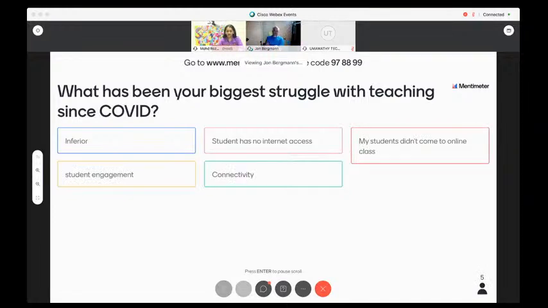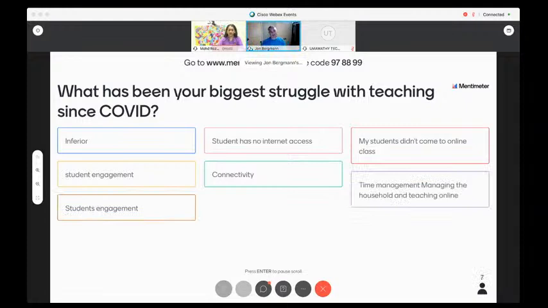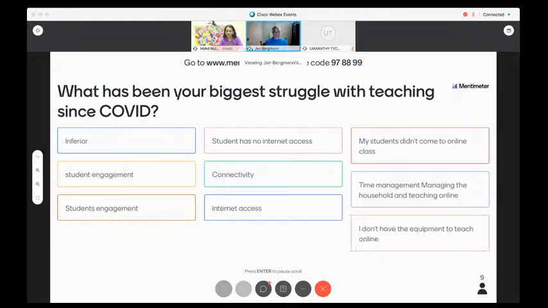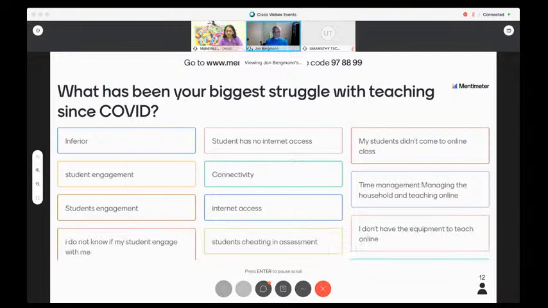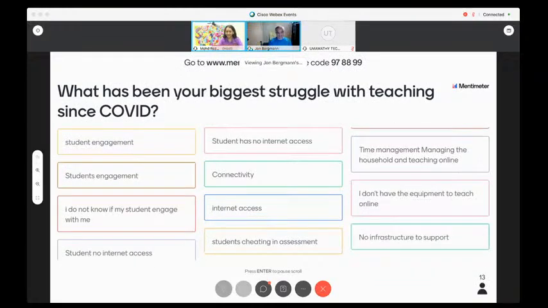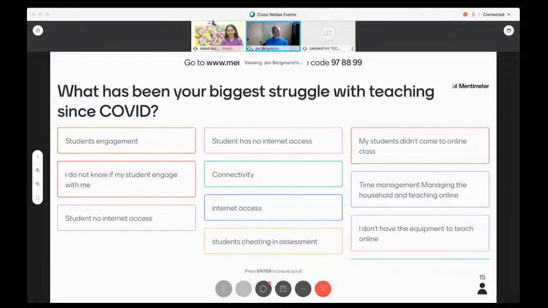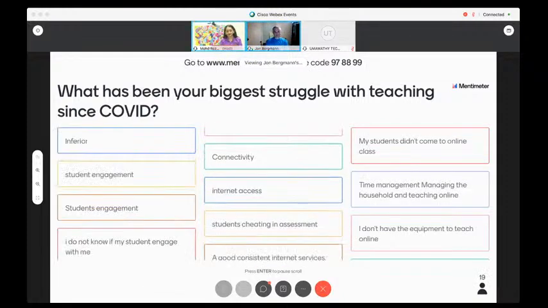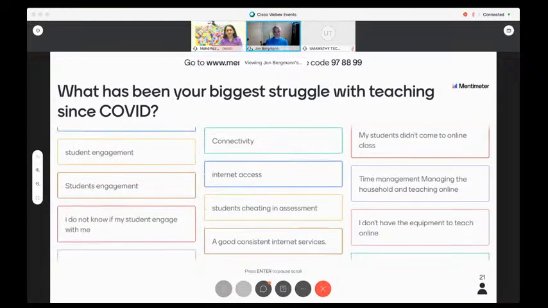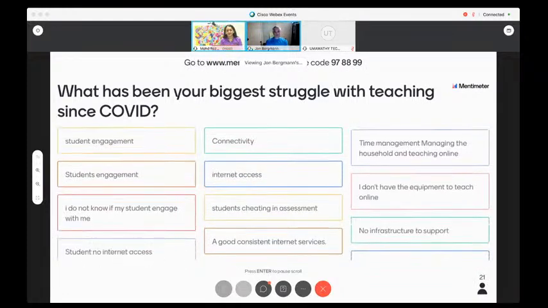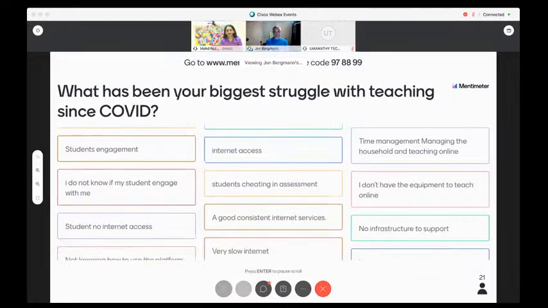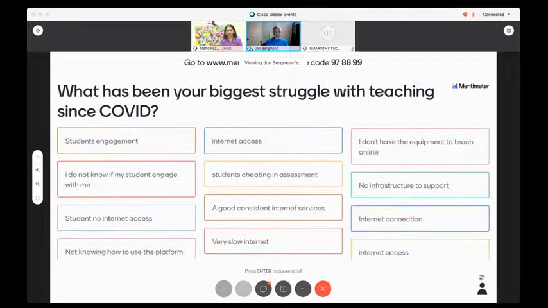Access, activity, time management, engagement. Internet access. You don't have the equipment to teach online. Students cheating in assessment. I had that problem. I get that. That's a global issue. Actually, I came up with a solution that was sort of okay. But I'm seeing a pattern here. A lot of students without internet access in Malaysia, infrastructure issues, slow internet, not knowing how to use the platform. Thanks for sharing that.